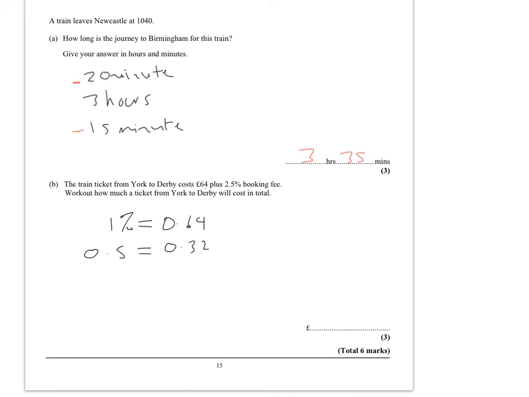So we're going to need two 1%, so 0.64 plus 0.64 and the half percent. Add them all together. So it'll be £1.60 is the booking fee, plus the original £64, so that'll be £65 and 60 pence.